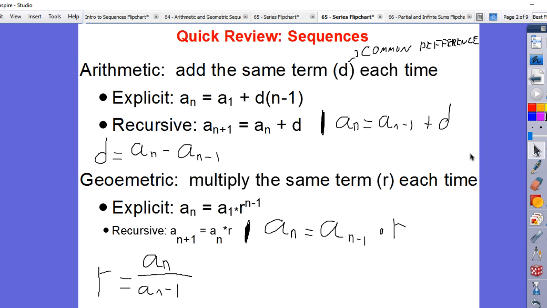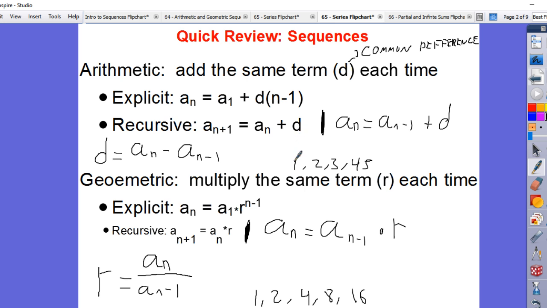Okay. You're going to have term numbers in the sequence. For example, an arithmetic sequence could be 1, 2, 3, 4, 5, where you're adding 1 each time and starting at 1. And a geometric sequence could be 1, 2, 4, 8, 16, where you're starting at 1 and you multiply by 2 each time.